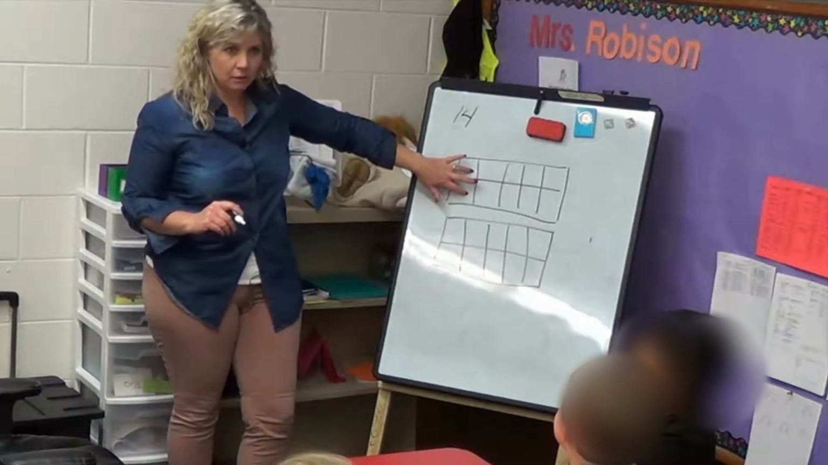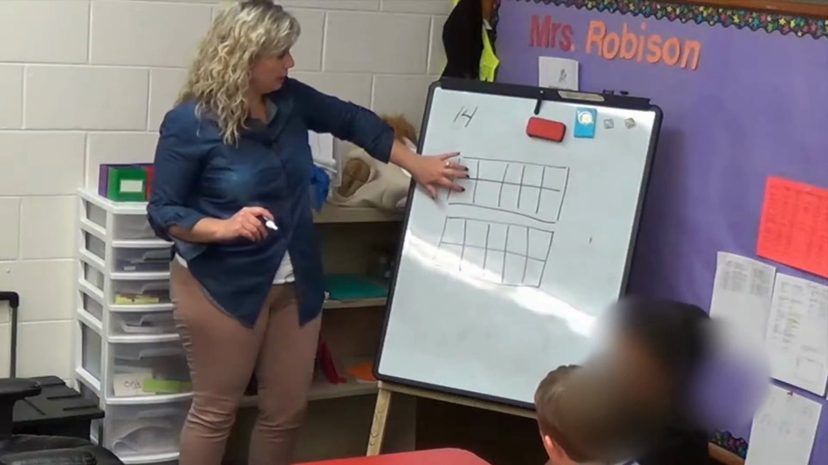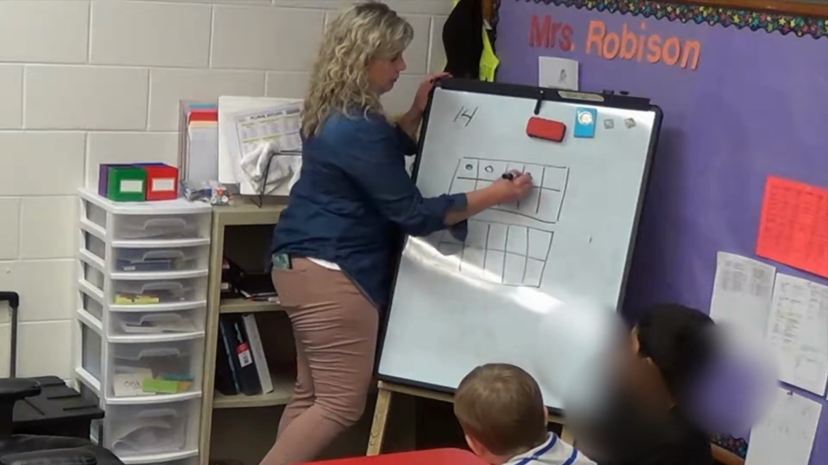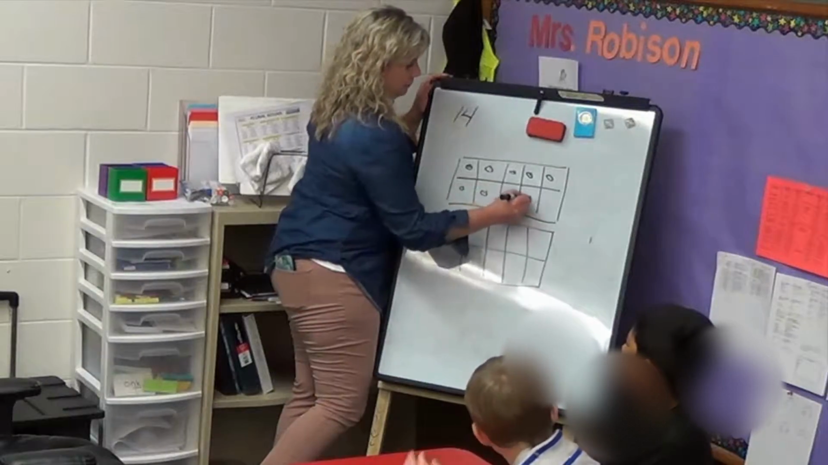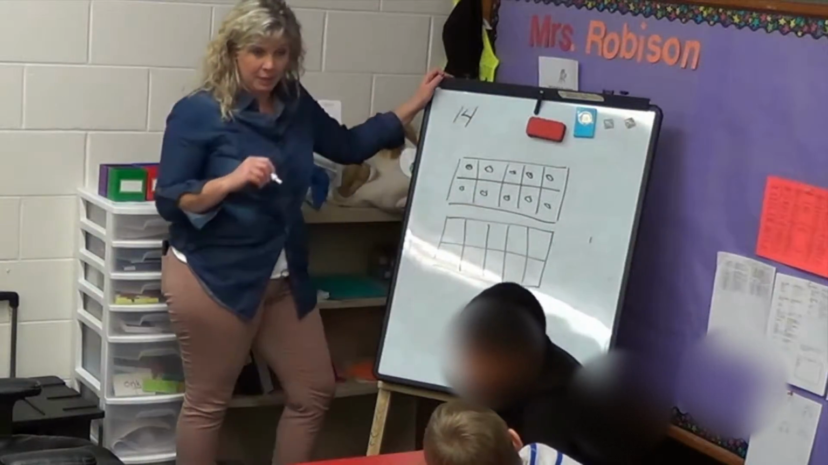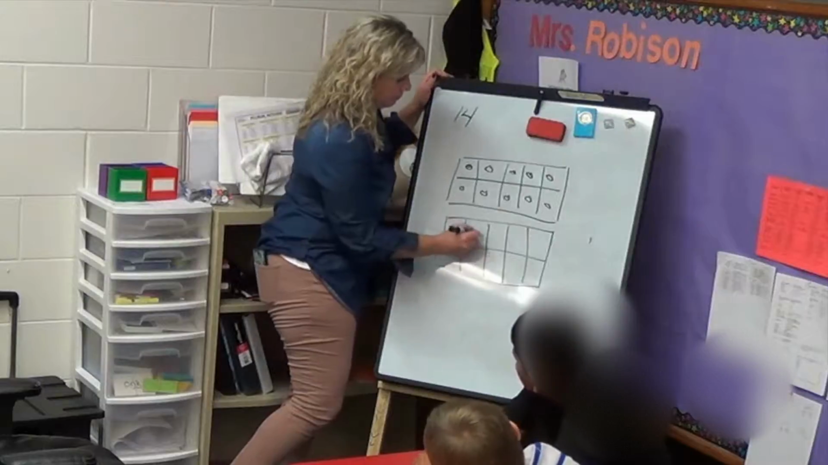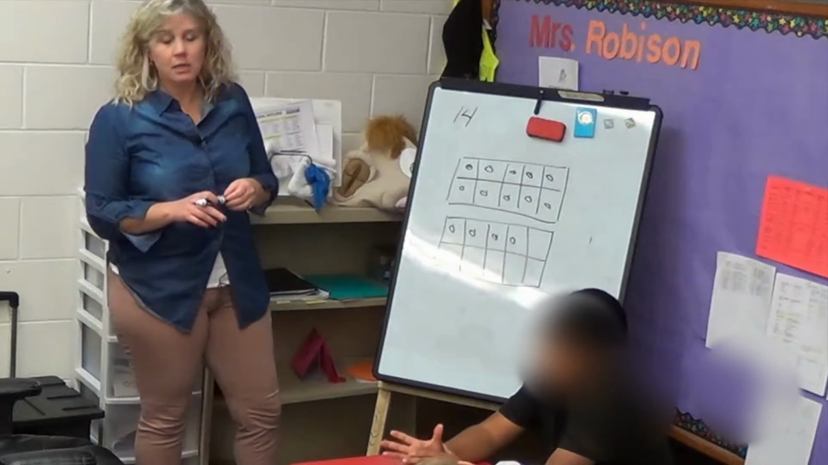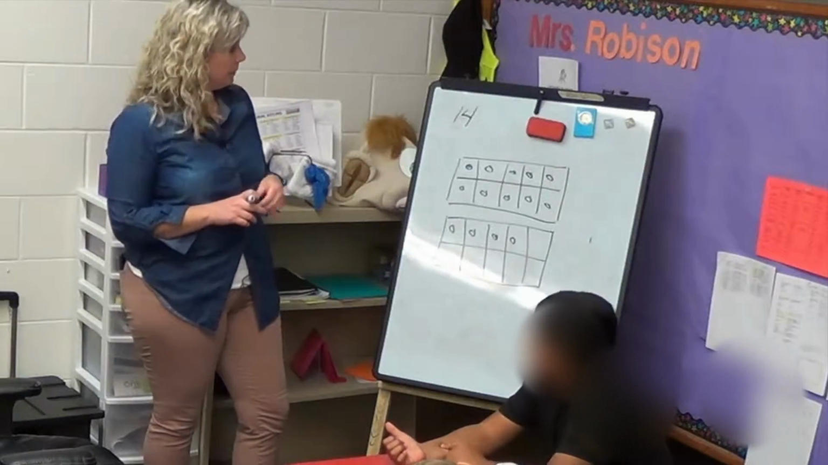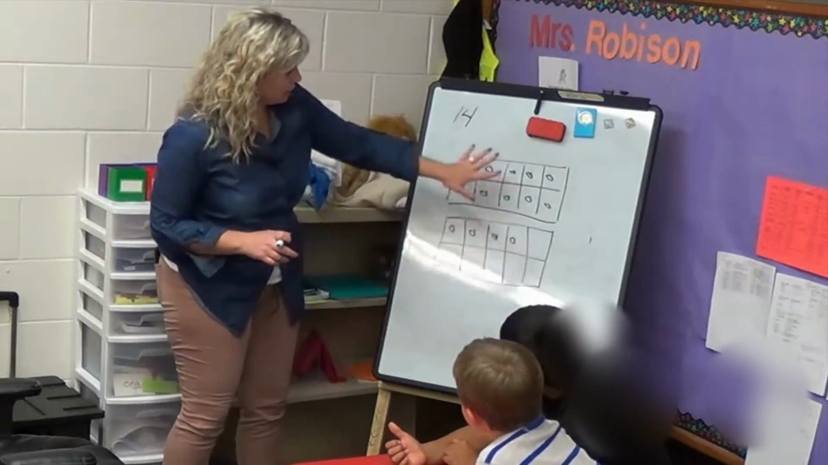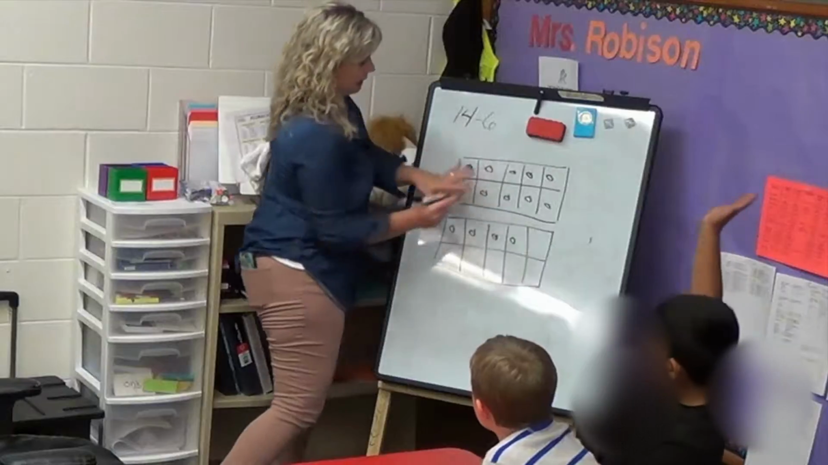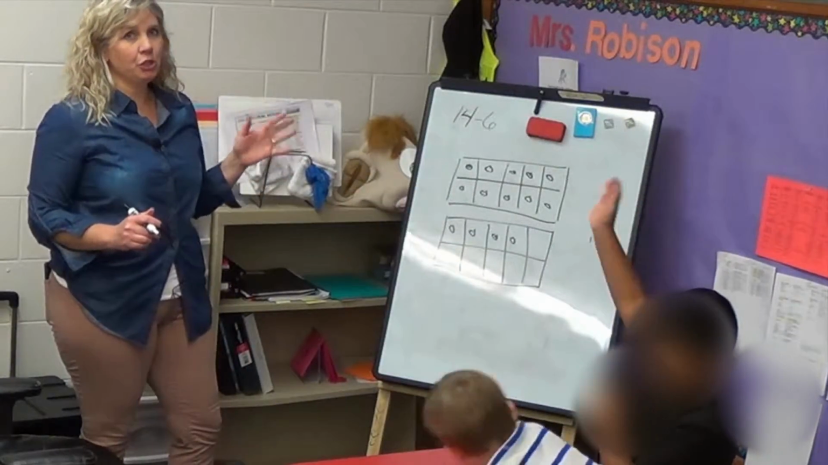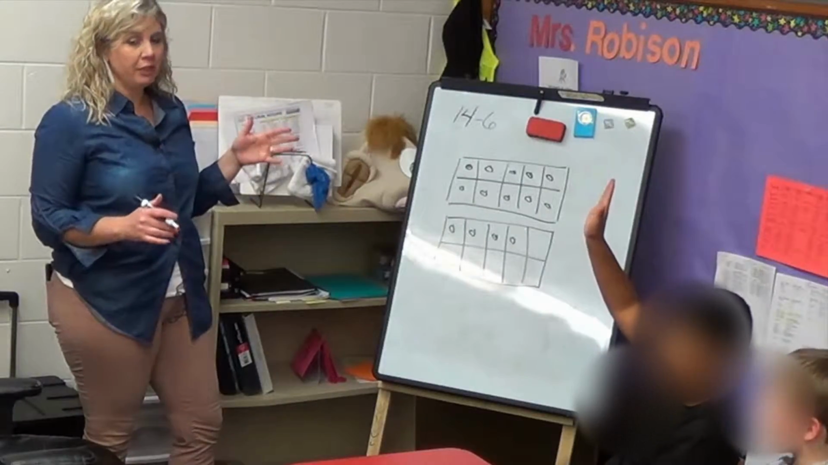2 lines. Okay, so he's telling me fill up all of this, and that's a 10. 1, 2, 3, 4, 5, 6, 7, 8, 9, 10. And then you said how many more? 4. So what if I wanted to take away 6? If I have my 14 here and I want to take 6, which 6 should I take away that's pretty efficient?